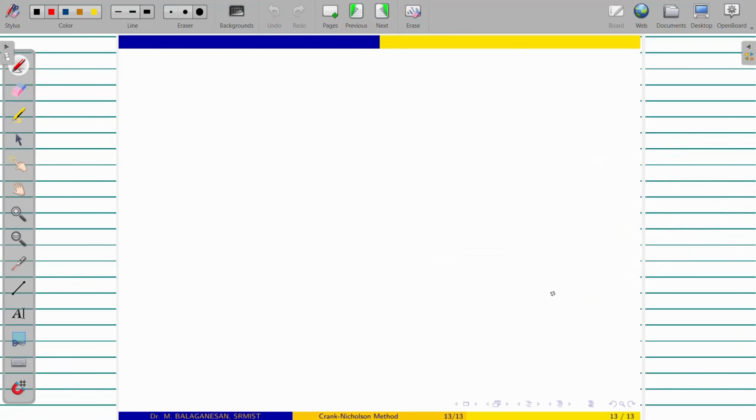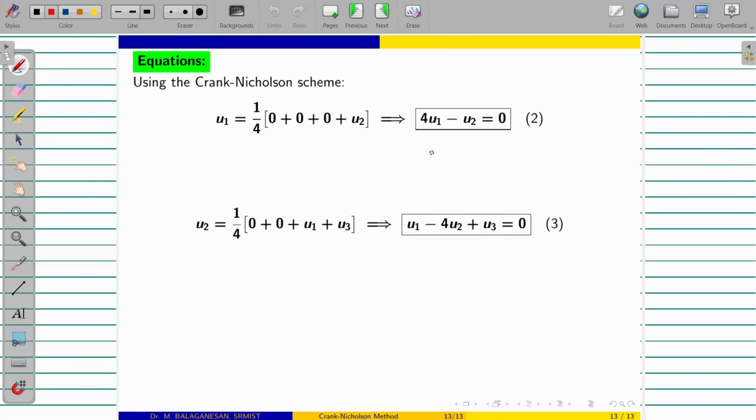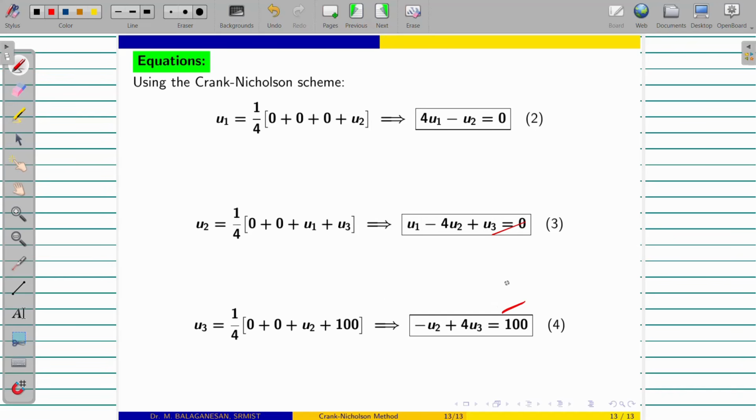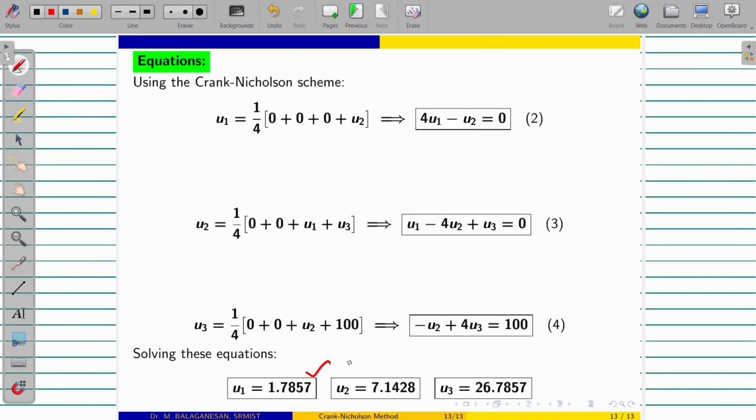So I solved it here. For u1 will be this, you'll get from the equation. For u2 will be this, for u3 will be this. Solving three equations for three unknowns. What are the three unknowns here? u1, u2, u3 we are solving. So we can get u1 value is 1.7857, u2 value is 7.1428, u3 value is 23.78567. That's it, guys. This is the way we have to get the solution for the one-dimensional heat equation using the Crank-Nicolson method.